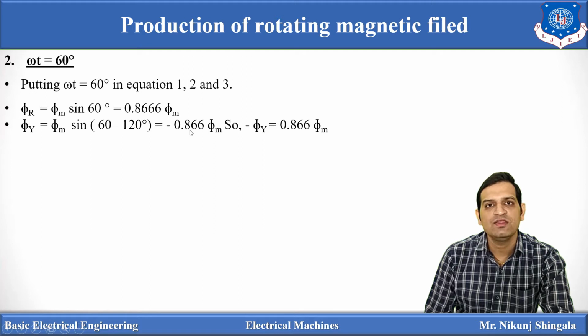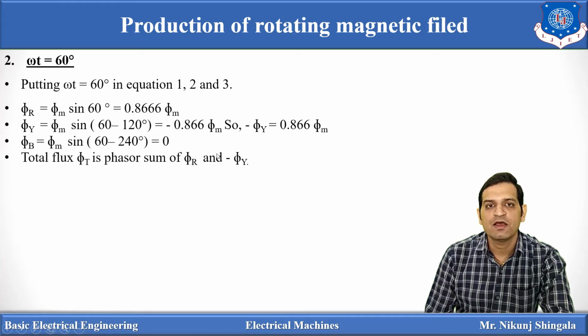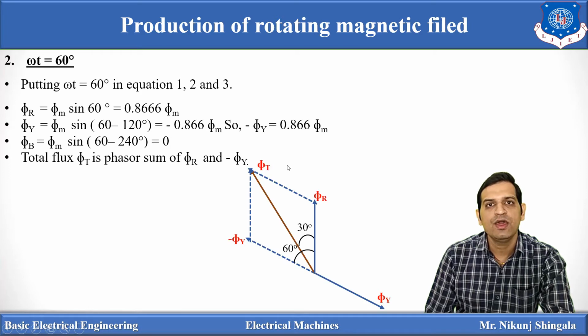And as we are getting a negative value of phi y, again taking the opposite, the reverse of this phasor, that is minus phi y is equal to 0.866 phi m, and phi b is equal to phi m sin (60 minus 240), that is sin of minus 180 degrees. Sin 180 is 0, so phi b is 0. Now in this case phi b is 0, so total flux phi t is the phasor sum of phi r and minus phi y. So again drawing the phasor diagram, phi b is neglected over here.